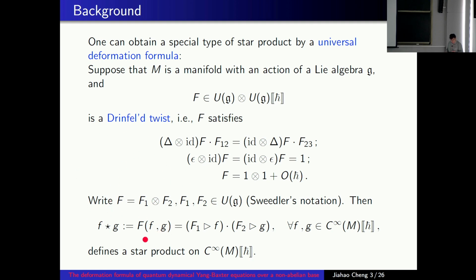If one has a Drinfel'd twist, then one can define a new associative product on the algebra of smooth functions, by this formula. Here we write F equals F1 tensor F2, this is the Sweedler notation in Hopf algebra. We may think of F1 as some kind of differential operator acting on the function, and also F2, as given by the differential operator action of G. Then you get a new star product, and the twist equation ensures that the multiplication is associative. So this is one way that one can obtain some special type of star product.